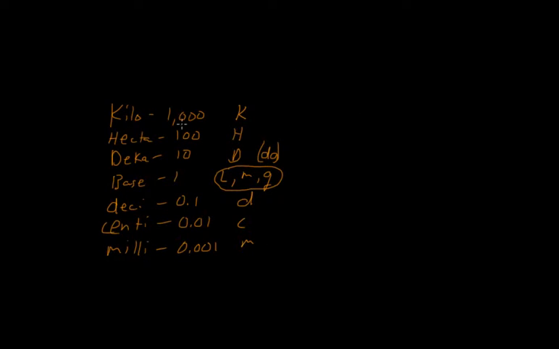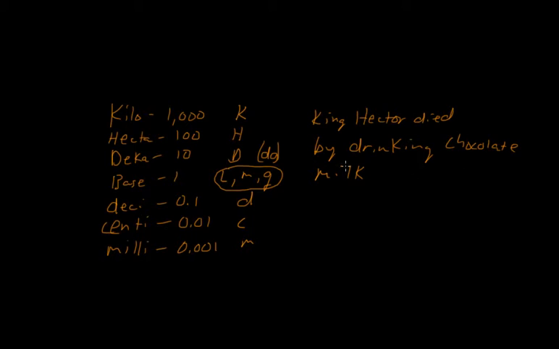So the silly sentence that we have to remember this as a mnemonic device is King Hector died by drinking chocolate milk. So King Hector died by drinking chocolate milk. I don't know, maybe it was laced with some arsenic or some poison or whatever else. But King Hector died by drinking chocolate milk. Maybe he was lactose intolerant. Maybe it was poisonous chocolate, whatever.